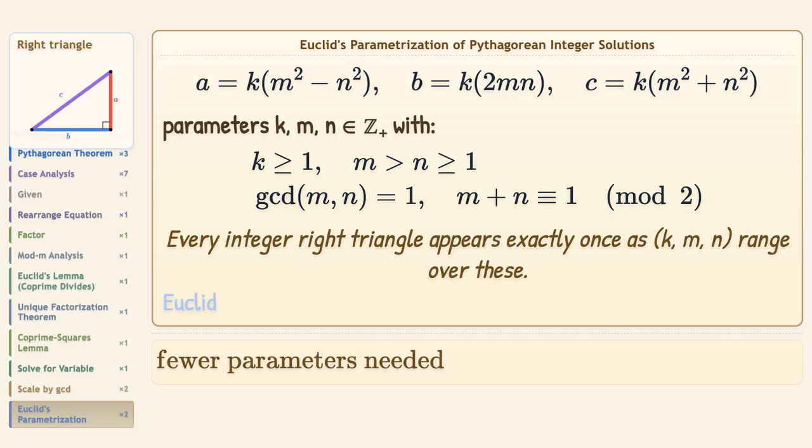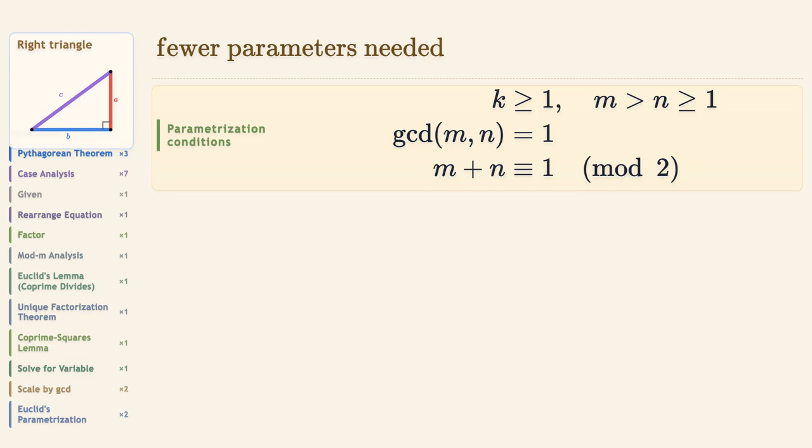Recall, the factored identity from method 1 still mixed all three variables. Euclid reduces 3 unknowns to 3 parameters, still 3, but with tight constraints that make classification possible. To hit every integer right triangle exactly once: k at least 1, m greater than n at least 1, greatest common divisor of m and n equal to 1, and m plus n odd.